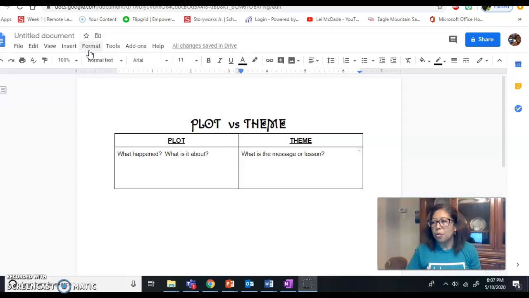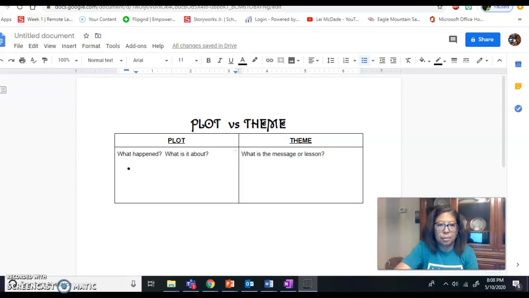But what I want to go over today is the difference between the plot and the theme of a story. Okay, the plot is what happened, what is it about? And then the theme is the message or the lesson of the story. I noticed that a lot of students sometimes get plot and theme a little bit mixed up. The plot is like the summary, what happened in the story. So let's look at Enemy Pie.